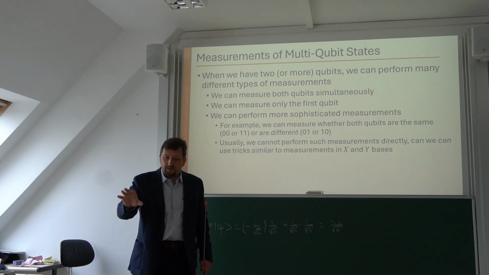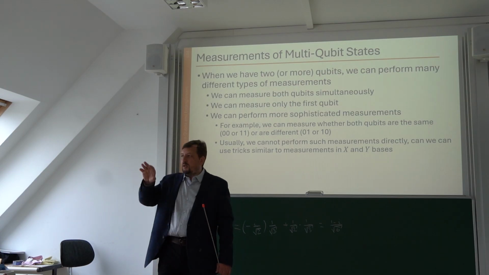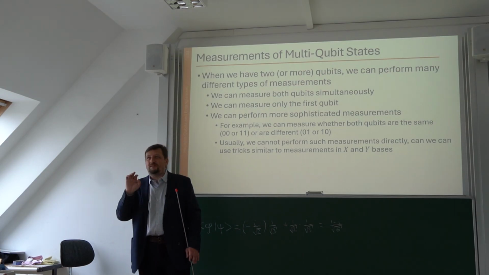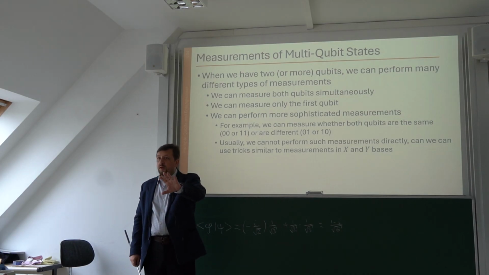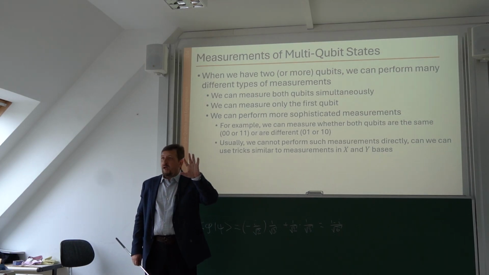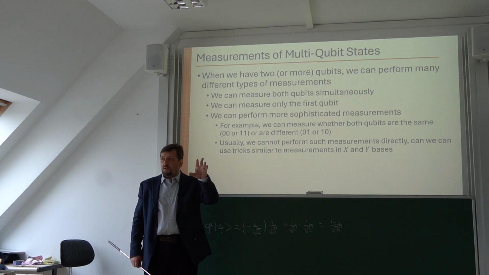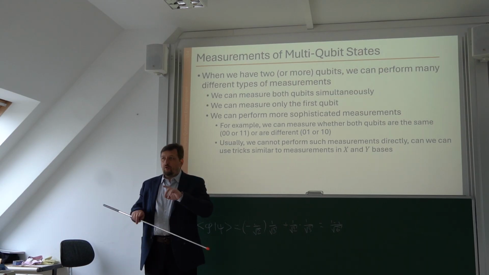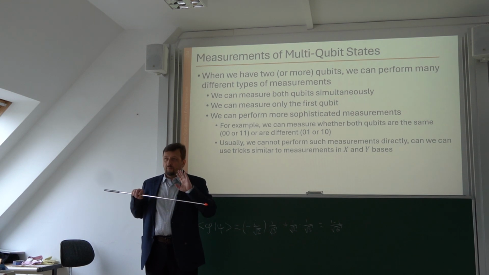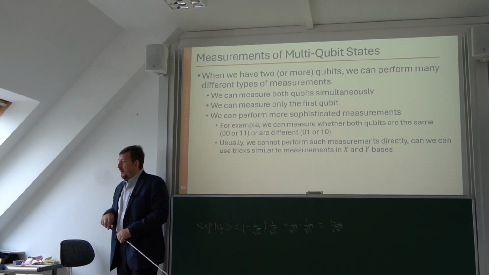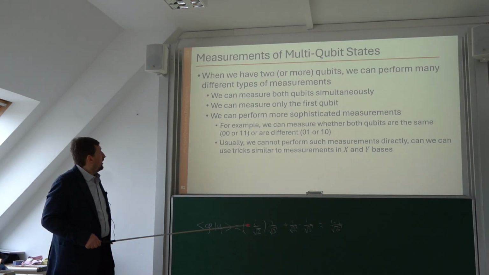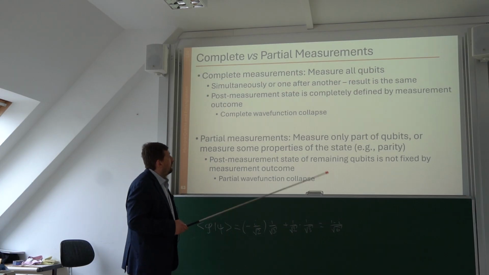I have a quantum system and I measure it such that nothing unknown remains. So I measure all 5 qubits. After the measurement, the states of all qubits are defined by the outcome of the measurement. So again, all quantumness disappears. I have a complete wave function collapse for this type of measurement. But there are other types of measurements.